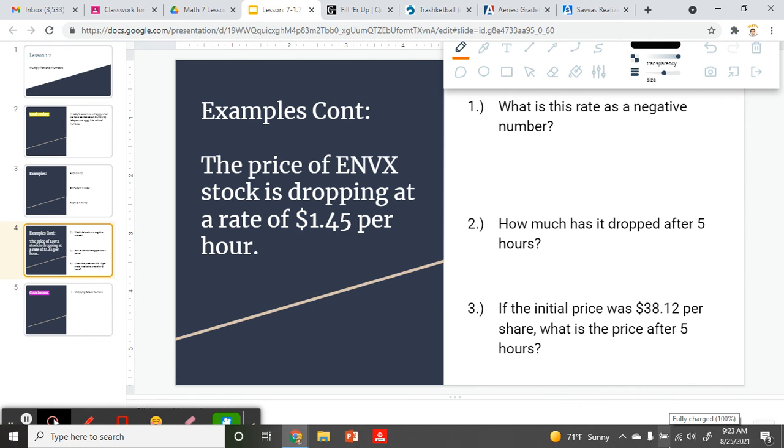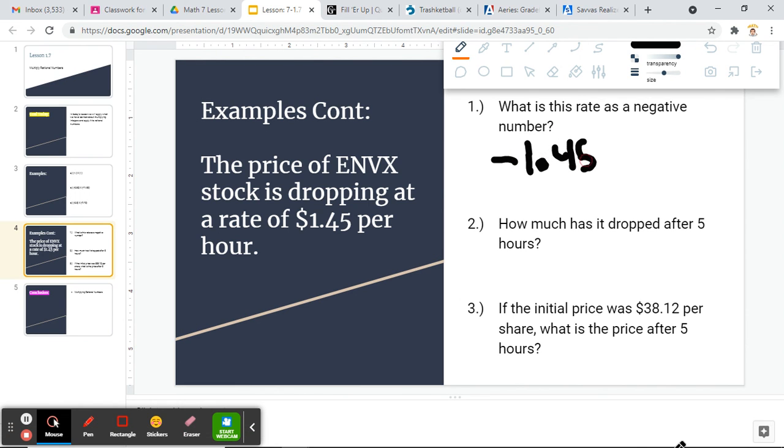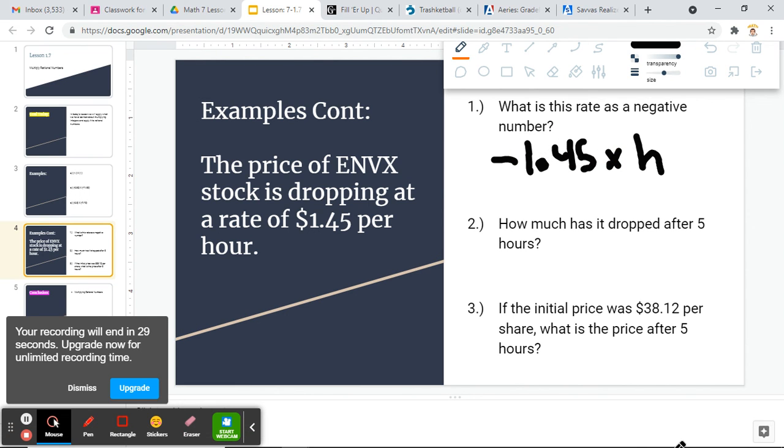Alrighty, continuing on with the examples here. We want to find the price of an ENXV stock that is dropping at a rate of $1.45 per hour. So what is this rate as a negative number? This would be negative 1.45 times our number of hours. So how much has it dropped after 5 hours? Well, we need to do negative 1.45 times 5. I'm just going to go to my calculator here, but you could multiply this yourself. So 1.45 times 5 would be 7.25. So it has dropped $7.25, or negative 7.25.